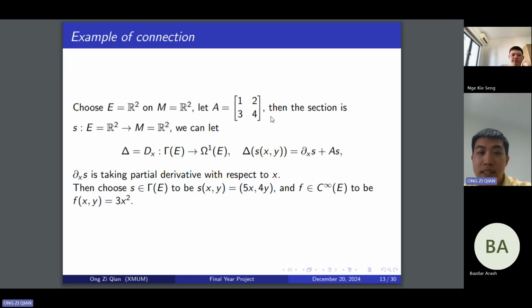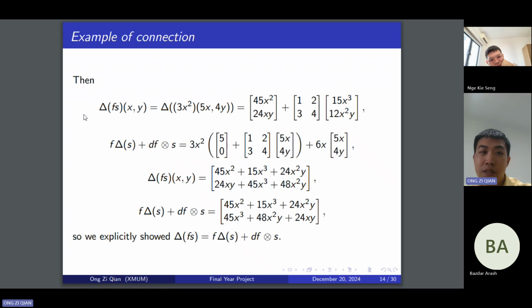We have a matrix, then we can define a connection by taking a derivative. We say this delta acts on S by partial X on S plus the matrix multiplied by the section. So for example, we choose the section to be X, Y goes to 5X, 4Y, and let F be the function f(x,y) equal to 3x squared.